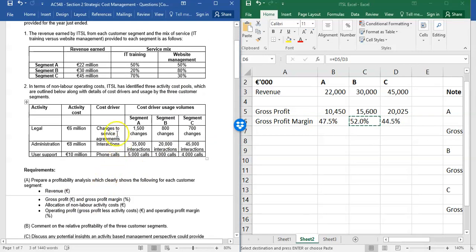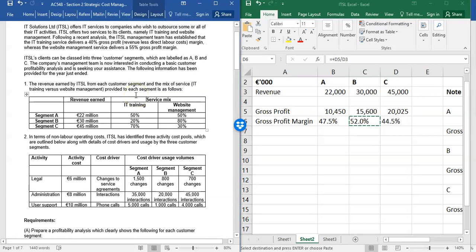Our problem is now, we're not really interested in gross profit. We want to know what's our operating profit once we take off all the non-labor costs. Because of course we have labor costs, which can be directly attached to each of the services. So they're called direct costs. But these are all essentially our overheads. And we have here 24 million of overheads that need to be allocated. And we need to figure out then what's the best way to allocate them.